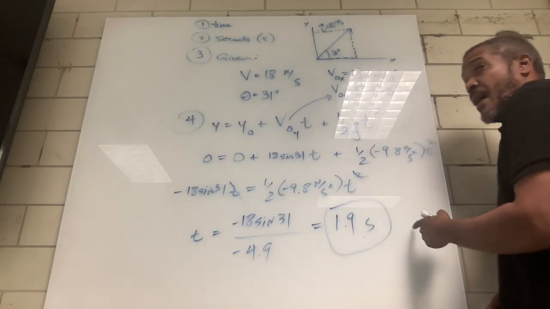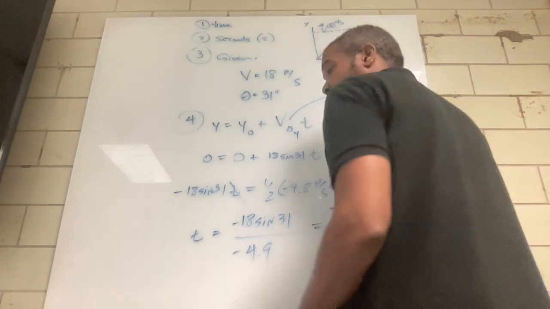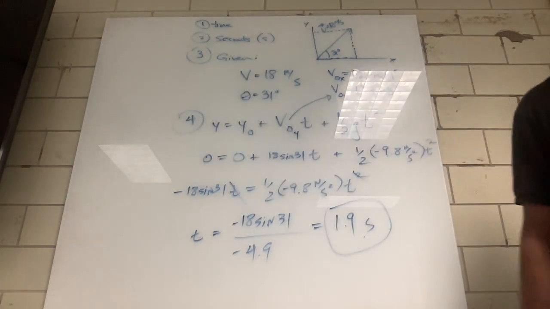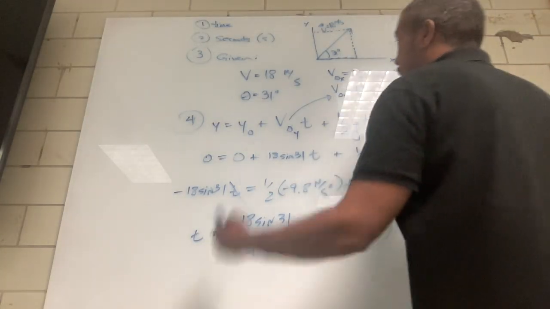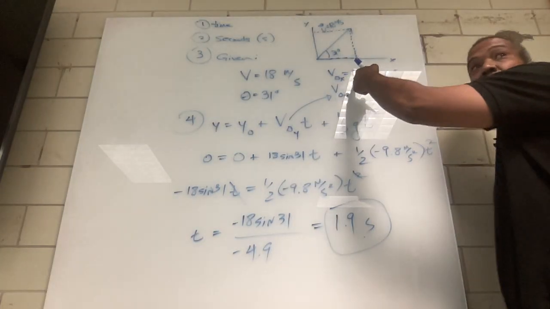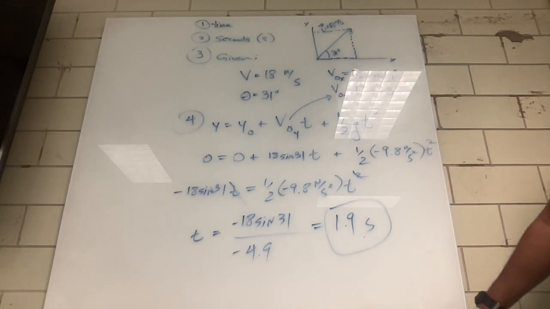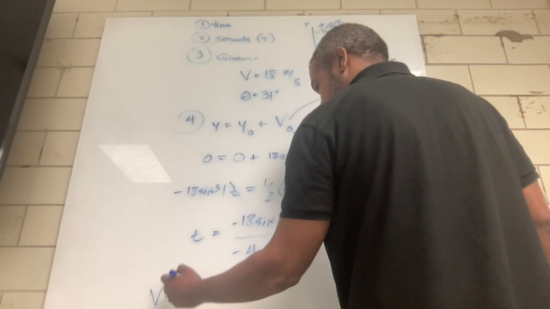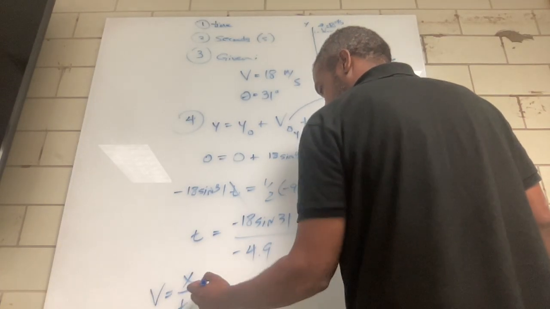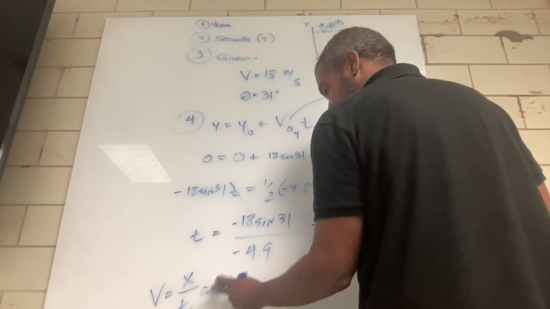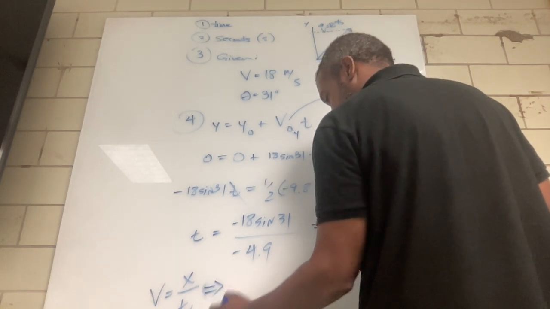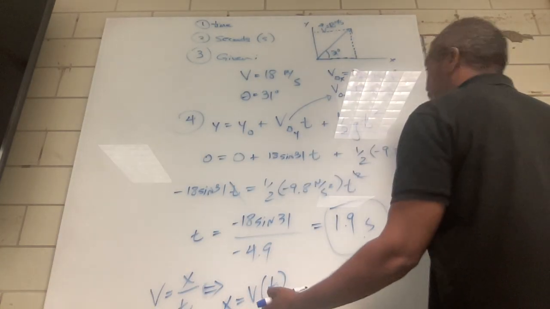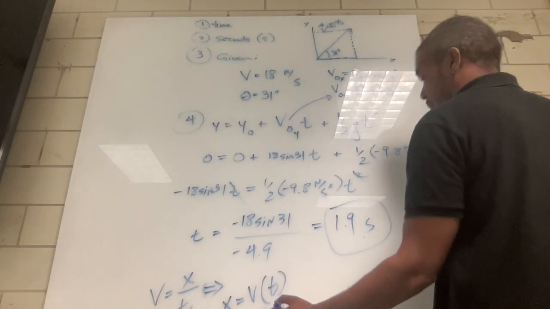So here's the time. This is how much later it hits the ground. So if they say, at what distance did it cover in that time? Then you would just take the speed and multiply it times the time. So we know speed is equal to distance divided by time, therefore x is equal to V times t. So V is 18 meters per second.